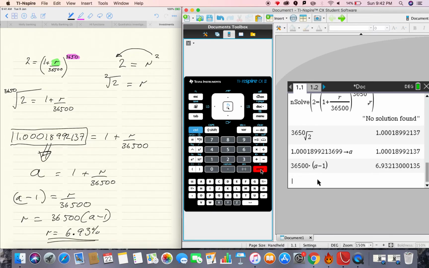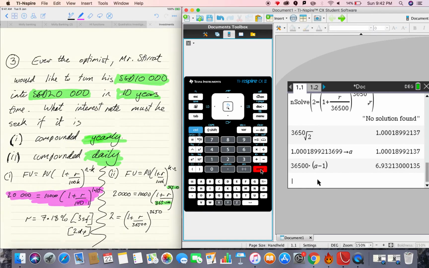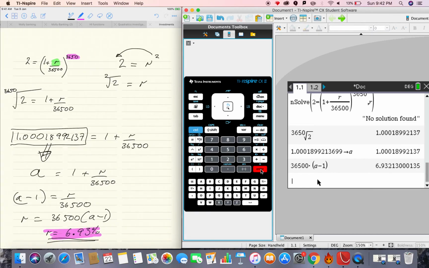6.93%. So if you compare this value now with the previous value, so previous value was 7.18%. That's if we invested and we got the interest every year for 10 years. And now we need a slightly lower rate, 6.93% if it's compounded daily. Okay, it's a tough one that. I've never seen any questions that you can't solve with nsolve, but it looks like the big numbers here kind of just broke down and we weren't able to solve it. Okay.